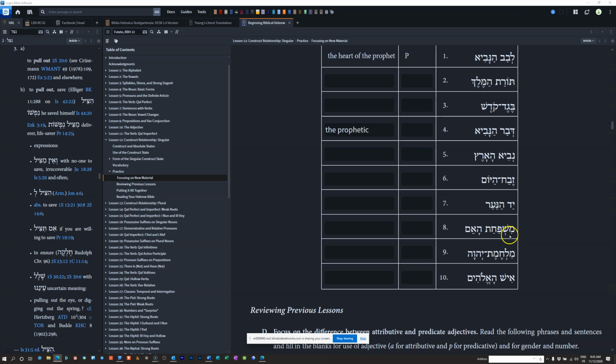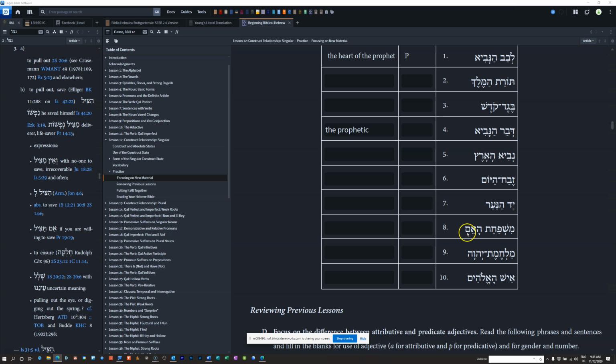Number 8, we've got Mishpachat Ha'em. Mishpachat is the construct form of family. We have to check the absolute to find out if the construct is definite. We do have a definite article on the absolute. Therefore, we have the family of the mother. So this would pretty obviously be possession, the mother's family.